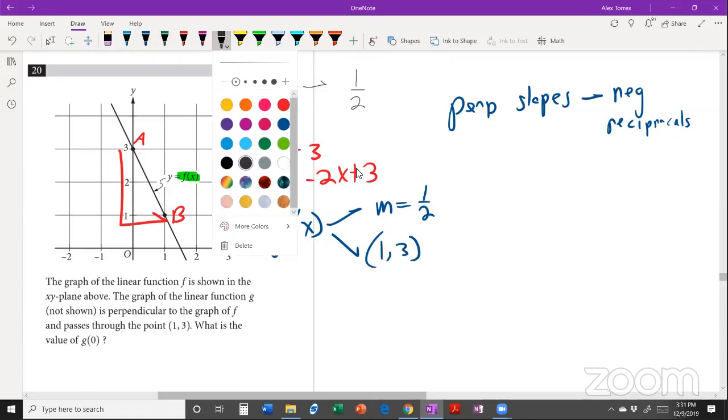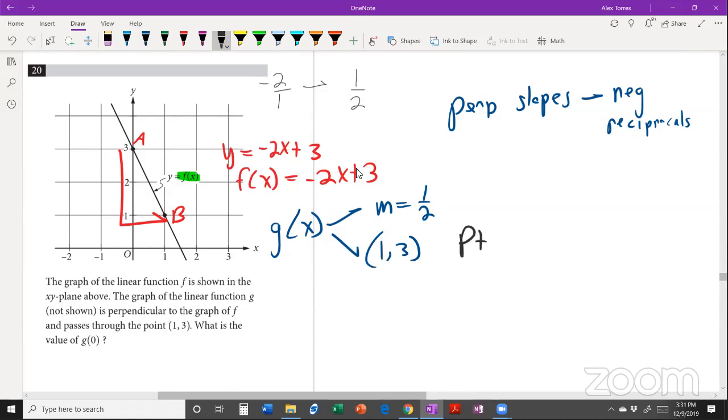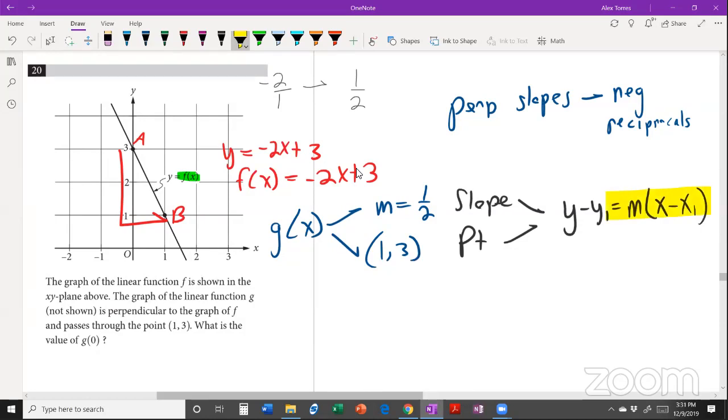So what do we know about line G based on all this? We know a point on it, and we know the slope of it. And the point-slope relationship of a line, which you should absolutely know by heart, is y minus y1 equals m times x minus x1. So we're going to use that right now to find the equation of line G, based on the idea that the slope is 1/2 and the point is 1, 3. So the 1 and the 3 we're going to plug in as x1 and y1. So 1 for the x and 3 for the y. And the slope is 1/2, everything else remaining the same.